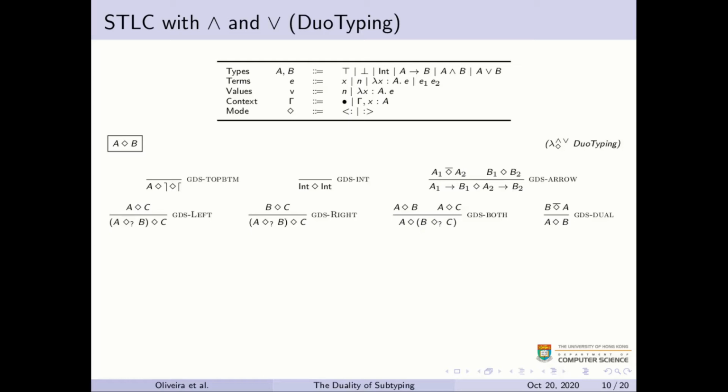Duotyping gives us shorter specifications, a more compact specification. So this is a complete system, simply typed lambda calculus with subtyping, intersection types and union types. We have the unified subtyping rules for the dual rules, and the total rules are now 7. So this system is as powerful as the traditional subtyping system we had a few slides back. It has top type, it has bottom type, it has integer, it has functions, intersections and union types. But the total subtyping rules are now 7 instead of the 10 that we had in the traditional subtyping system.